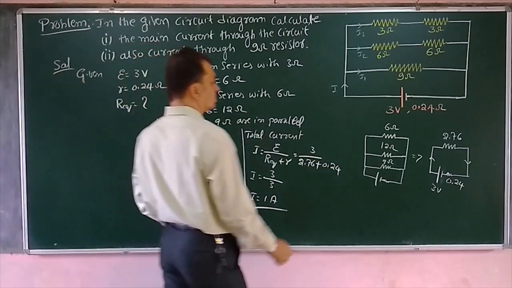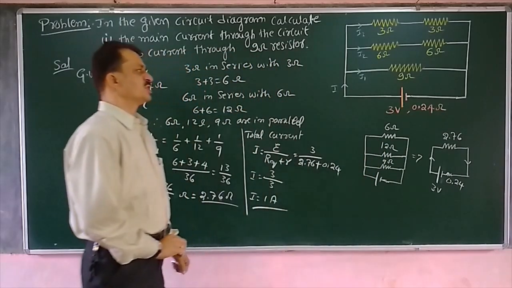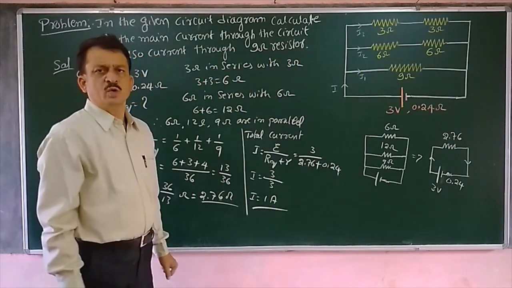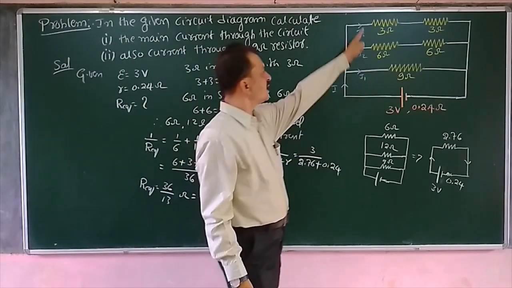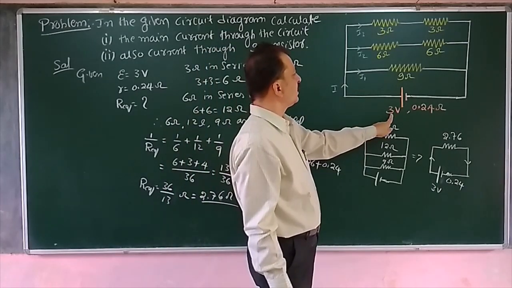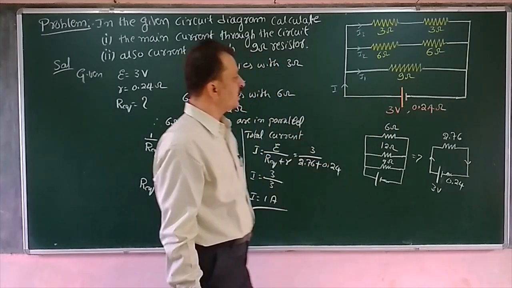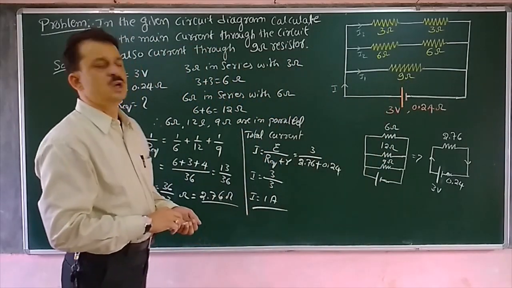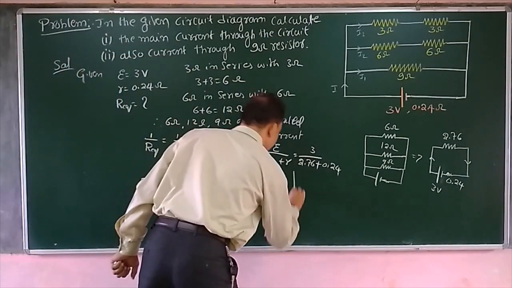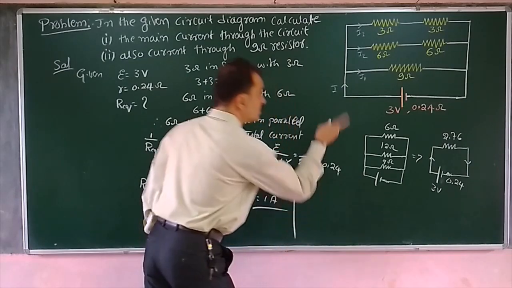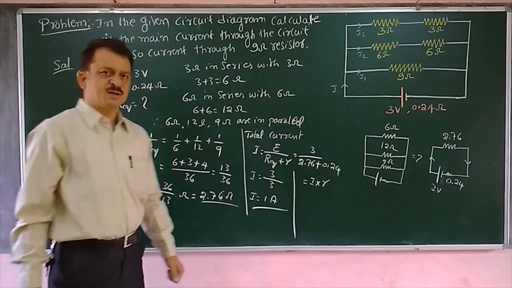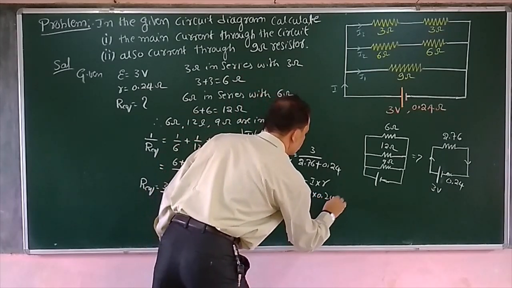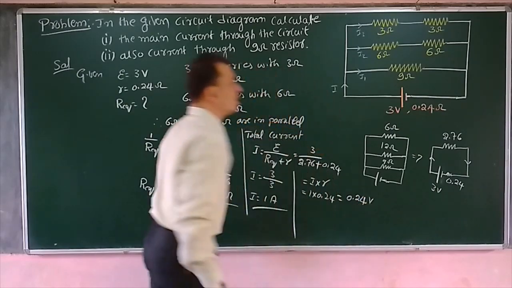Clear? Now that current is to be divided across the 3 branches. We know by a simple property that since they are connected in parallel, the same voltage is applied. Now since a current of 1 amp is flowing, what is the voltage drop inside the cell? The voltage drop inside the cell is I into small r, that is 1 into 0.24. That is 0.24 volts dropped inside the cell.